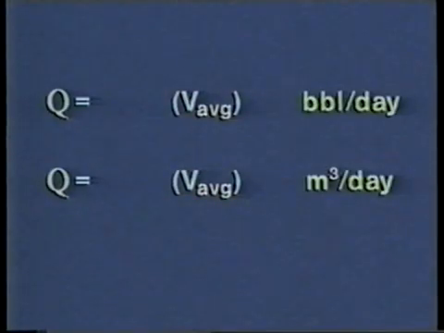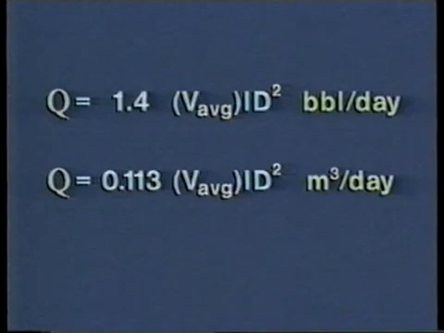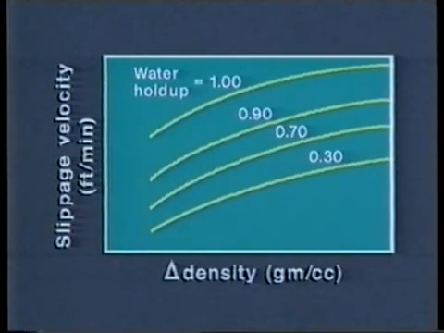To compute the bulk flow rate in barrels per day or cubic meters per day, one must multiply by the proper conversion factor and wellbore ID squared. The cumulative bulk flow for different entry points is determined by difference. For multi-phase flow, once the bulk flow rate and holdup of the phases are measured, the slippage velocity of the light phase through the heavy phase must be determined. The relationship for slippage velocity is a function of holdup and fluid density difference.